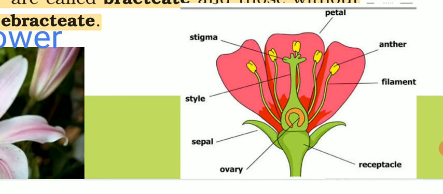Now, there are a total of 4 parts in the flower, or we can say 4 whorls of the flower. The outer whorl is called the sepals. Sepals are always green in color. You must have seen the main function of sepals whenever you see a bud. Buds are not beautifully colored; buds are always green. These sepals cover and protect the innermost portions of the flower in the bud form. Now coming to the second part, the petals.